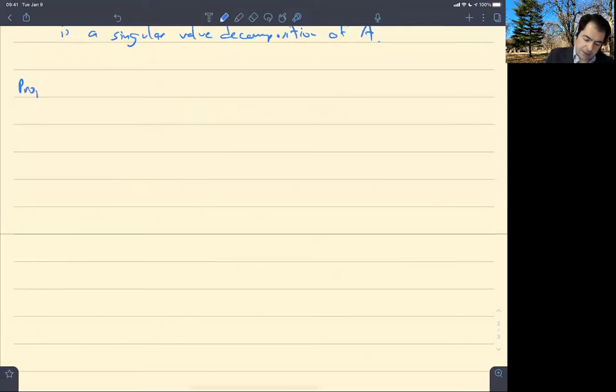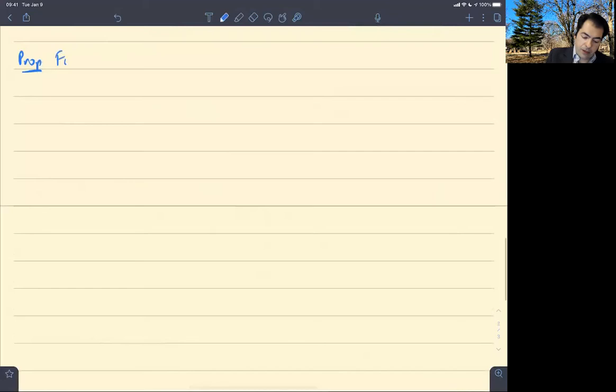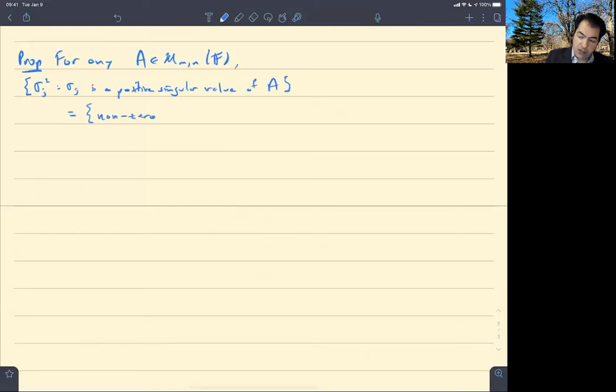So here is a proposition. For any matrix A of size m by n, with coefficients in F, let's look at the set of all of the sigma j squared, where sigma j is a positive singular value of A. This is the same as the set of non-zero eigenvalues of A star A, and that's the same as the set of non-zero eigenvalues of A A star.